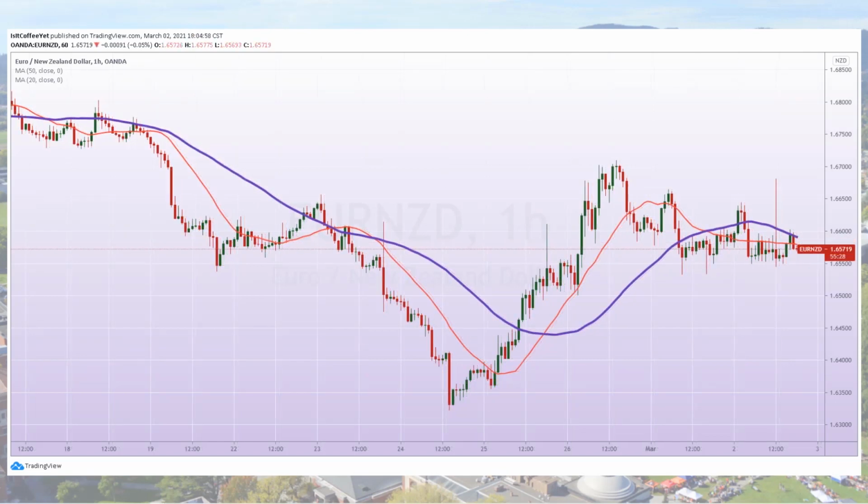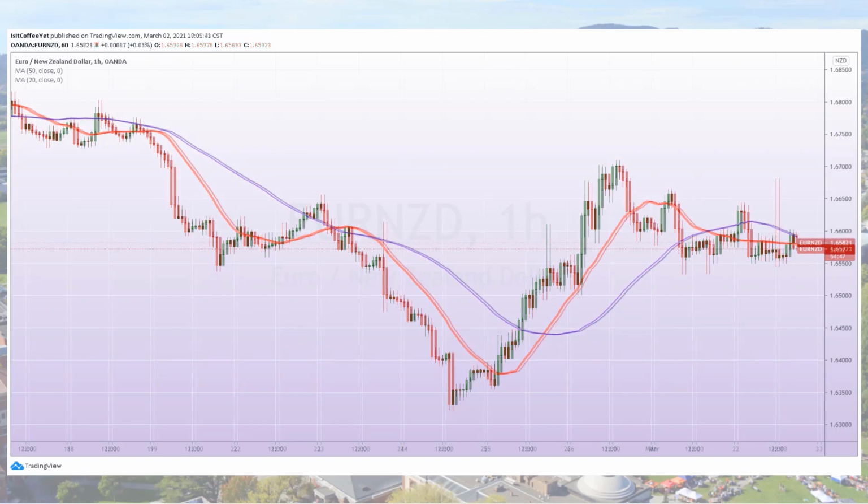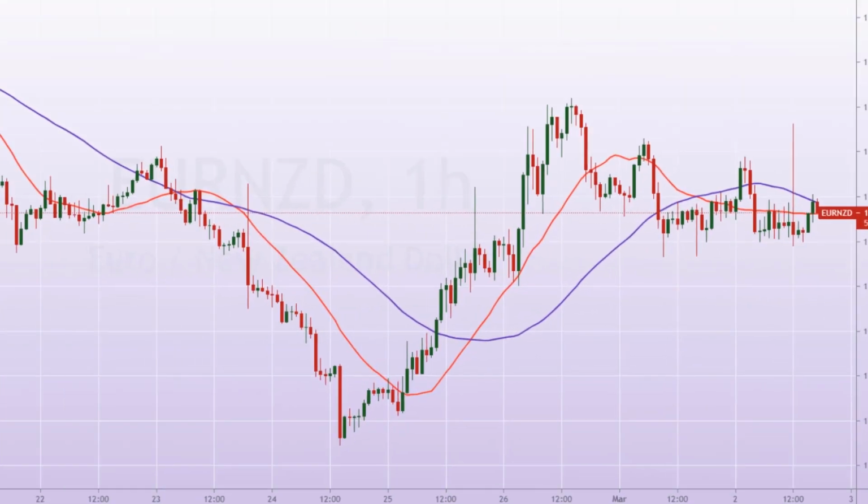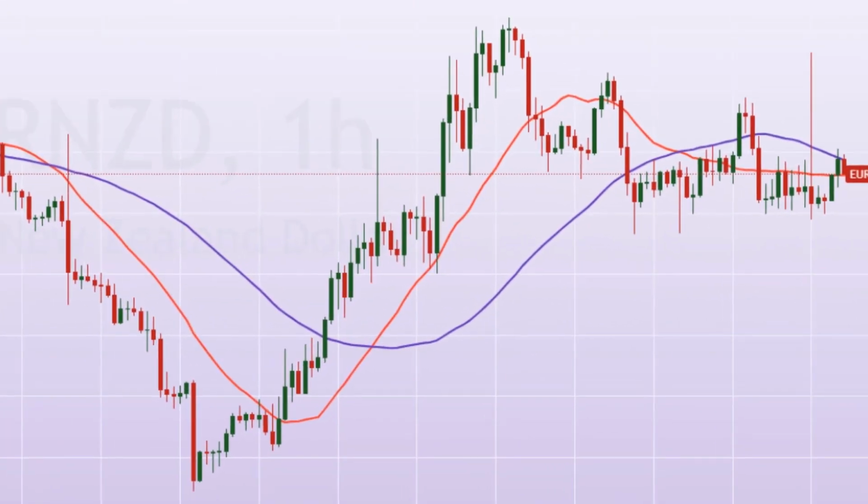For this chart, I've used a purple 50-period simple moving average on the close and a 20-period simple moving average on the close. We expect the faster 20-period moving average to be above the 50 when the price is in an uptrend, and the 20 to be below the 50 when the price is in a downtrend.